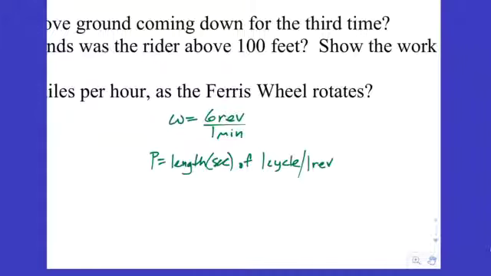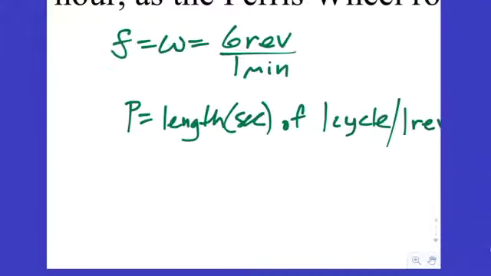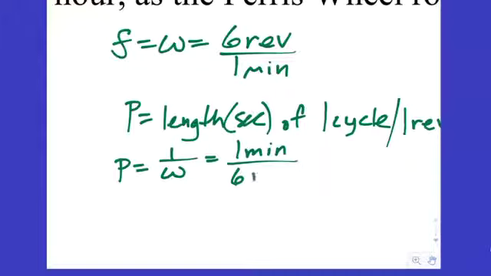So how is the angular velocity related to the period? Any idea? They're actually reciprocals of each other. The angular velocity is also known as the frequency, f. They're interchangeable. Angular velocity is the same as frequency. So the period is going to be 1 over the angular velocity, 1 over the frequency. Frequency and period are inversely related. So that's going to be 1 minute per 6 revolutions.